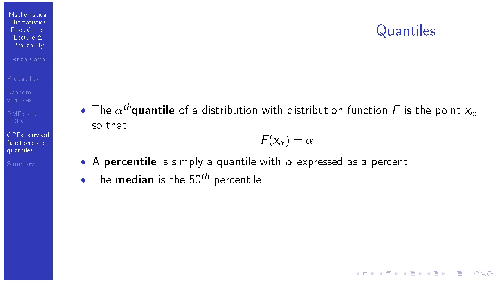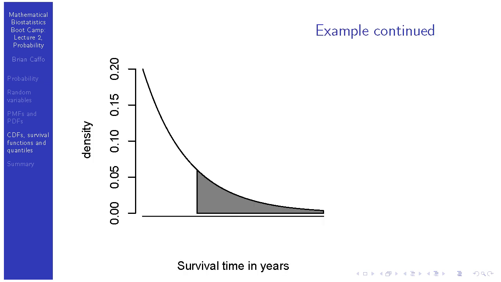So for example, in our cancer survival example, the 0.25th quantile of that distribution is the time of survival so that 25% of the people survive less than that time. The percentile is merely the quantile expressed as a percent, so the 25th percentile is the 0.25th quantile. And then the median, the population median, is exactly the 50th percentile.